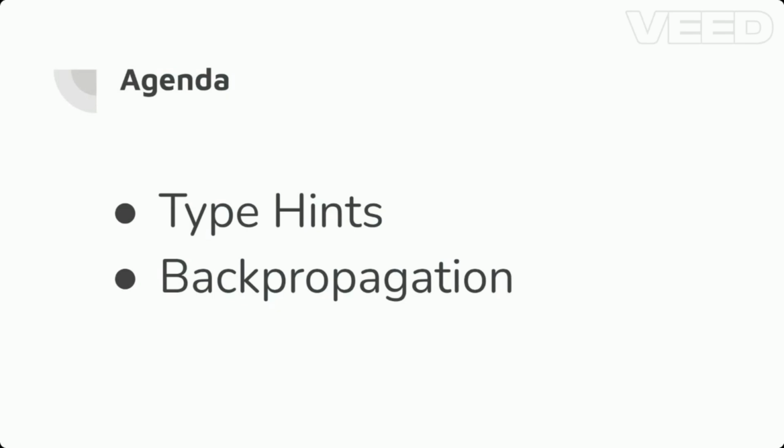So what are type hints exactly? Type hints are a feature for Python that specifies the data types of variables, function parameters, as well as return values. The main purpose of type hints is to improve code readability as well as detect any early errors. So there are two ways to create a type hint.